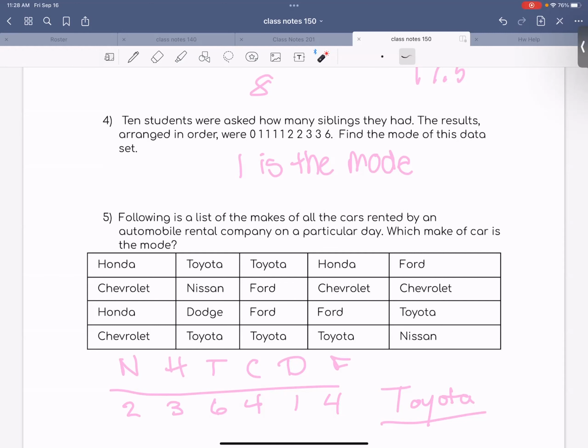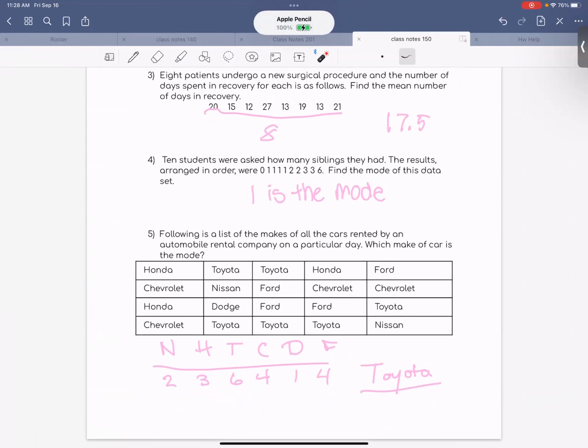Perfect. Okay, so I think what I want to do is on Monday, we'll start the next section. I was going to do something else, but I feel like we won't have enough time to do it before the quiz. So I think I'll give you the quiz now.